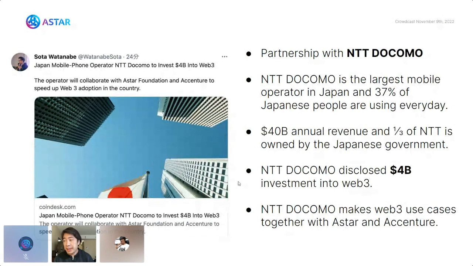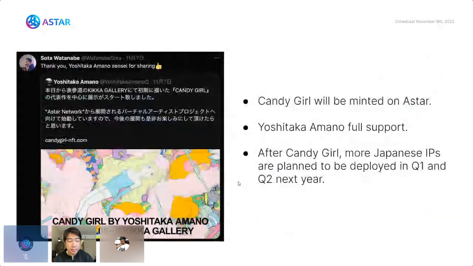So this is big. In 2023, I will do my best to bring a lot of big Japanese companies into Astar, and I have already started talking with some companies. Also Candy Guard. Japan has great IPs, like manga and anime and so on. I would like to bring a lot of IP to Astar and Polkadot. So Candy Guard will be minted on Astar, and Yoshitaka Amano tweeted about this. After Candy Guard, more Japanese IP is planned to be deployed in quarter one and quarter two, highly likely quarter two. Next please.